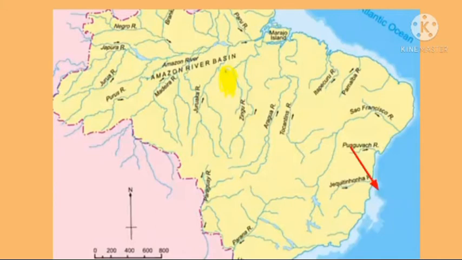So here you can see the Amazon river basin, the first one, and it lies in the northern part of Brazil. And the second one, the Paraguay Parana river system, lies here in the southwest part of the country. And the third one is Sao Francisco, it lies in the northern part of the country, and it is the third important river of Brazil. And the longest river of Brazil is the Amazon river.